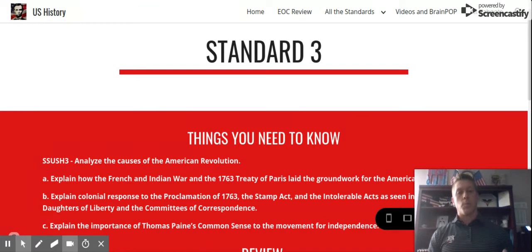However, the Proclamation of 1763 was King George's attempt to pacify the Native Americans that are still in the land that they've been in. So it's their land, they've been there, and so now King George is kind of like, well, the French are removed, but what about the Native Americans? What are we going to do? So the Proclamation of 1763 told the colonists that they cannot move past the Appalachian Mountains.